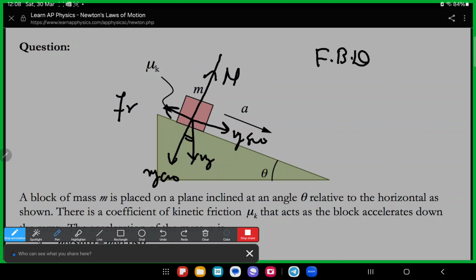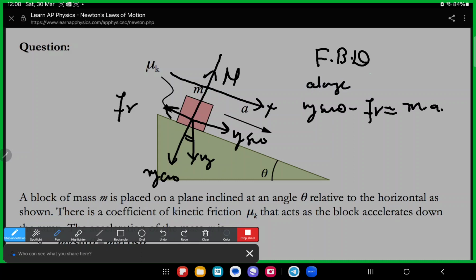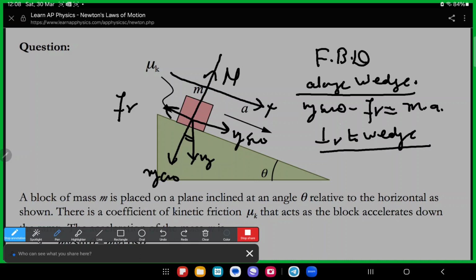just the friction force is acting. And since the body is moving in the given direction, let's take this direction as positive. So it will be mg sin theta minus Fr is equal to m into a. This is the equation, and that is along the wedge. And perpendicular to the wedge, N is equal to mg cos theta.